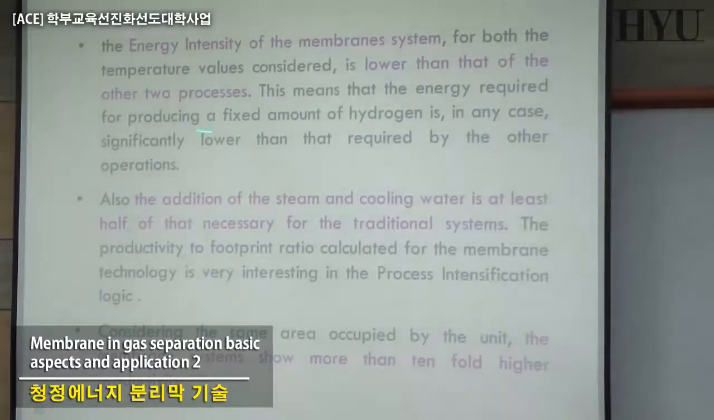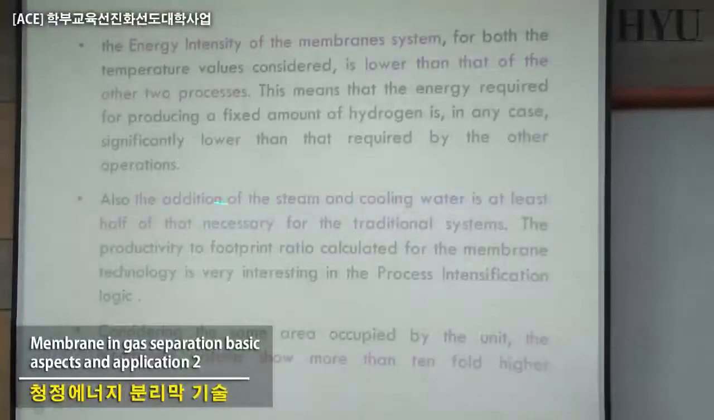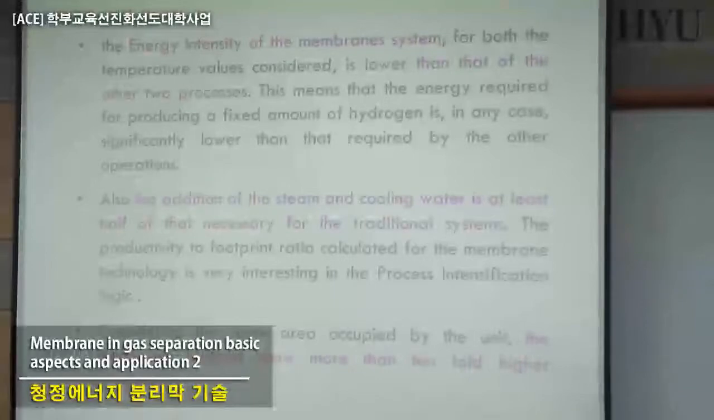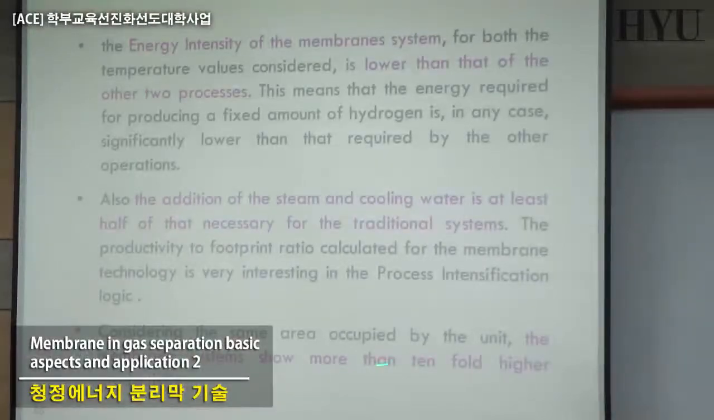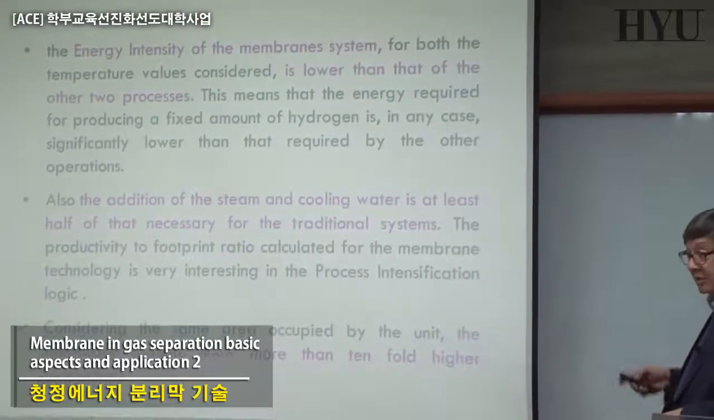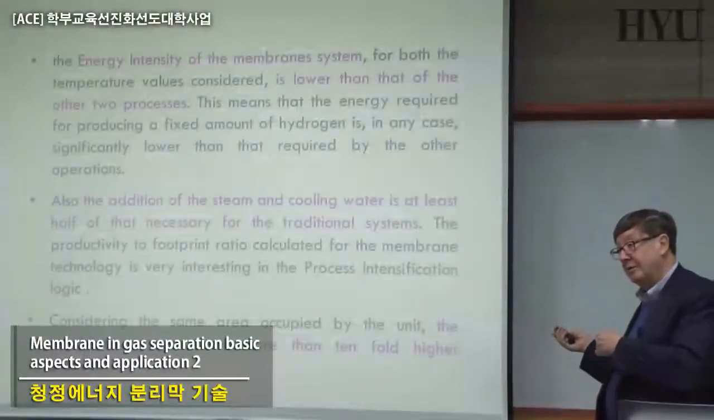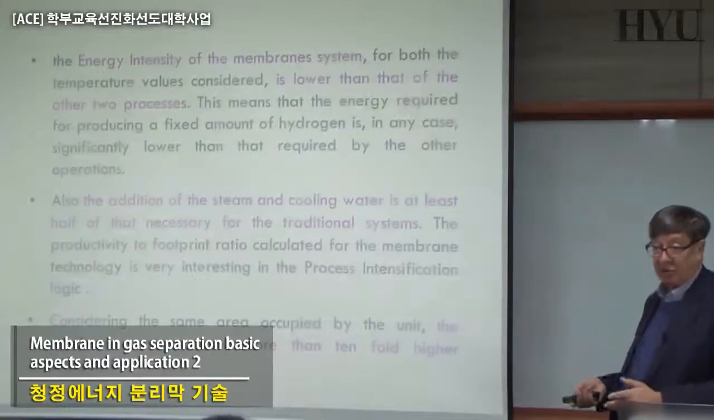This means that the energy required for producing a fixed amount of hydrogen is much lower than that required by the other one. The same is the situation for the productivity. Consider the same area occupied by the unit. Membrane systems show much more than tenfold. That means one factor of 10 lower than the one used in the other system. So quite interesting, but what's important, very consistent to show that these systems are related to process intensification strategy, basically.